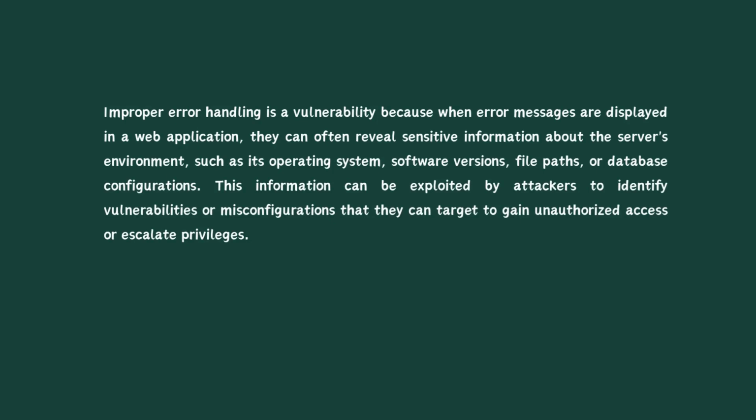Improper error handling is a vulnerability because when error messages are displayed in a web application, they can often reveal sensitive information about the server's environment, such as its operating system, software versions, file paths, or database configurations. This information can be exploited by attackers to identify vulnerabilities or misconfigurations that they can target to gain unauthorized access or escalate privileges.